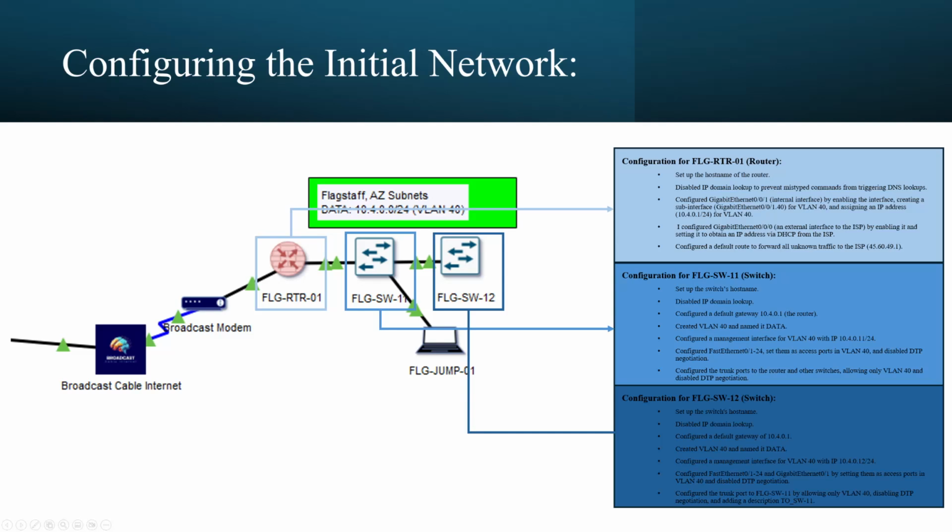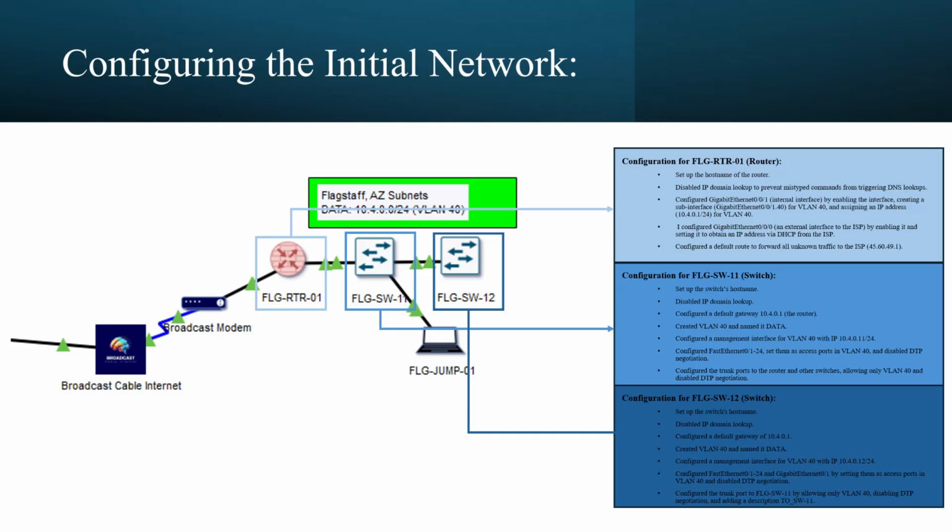With the initial growth of Canyon Woodcraft in both scale and sophistication, with their main office housing more than 300 employees and the need for a new location to be created in Flagstaff, Arizona, the following changes were made to accommodate. For FLG RTR01, the hostname was set and IP domain lookup was disabled to prevent unnecessary DNS queries. The internal interface was enabled with a subinterface for VLAN 40, serving as the default gateway, while the external interface was set to obtain an IP dynamically via DHCP, with a default route forwarding traffic to the ISP.